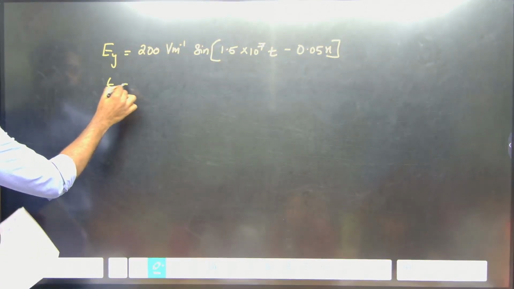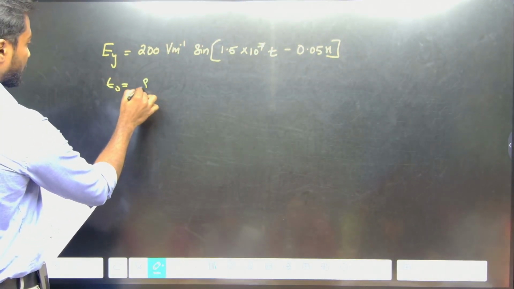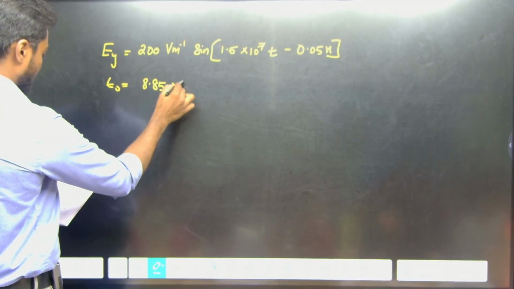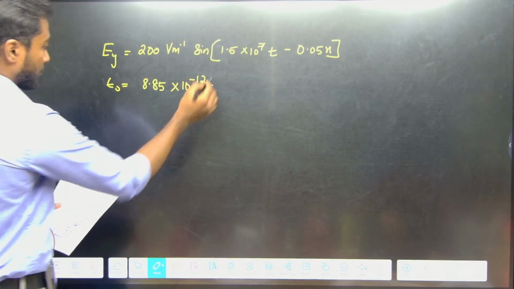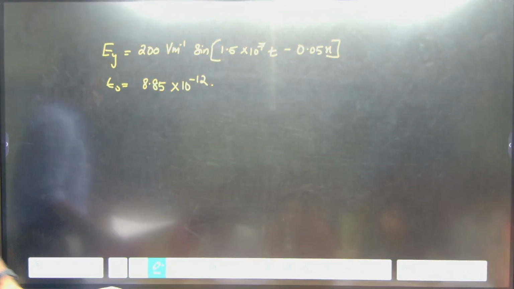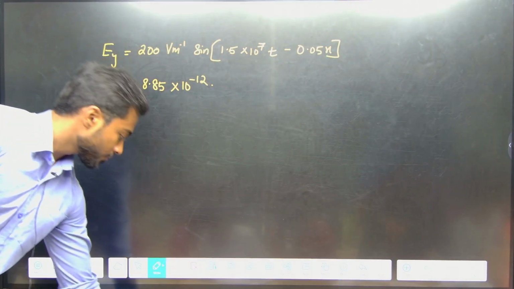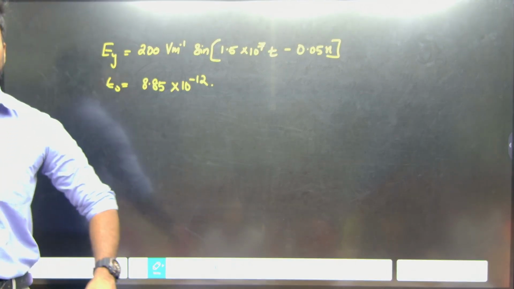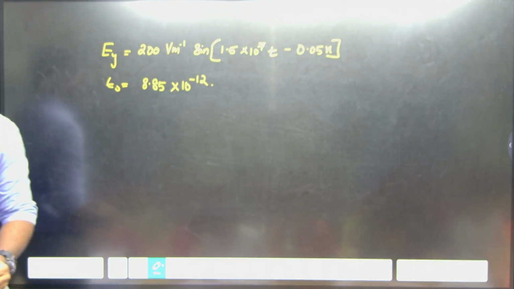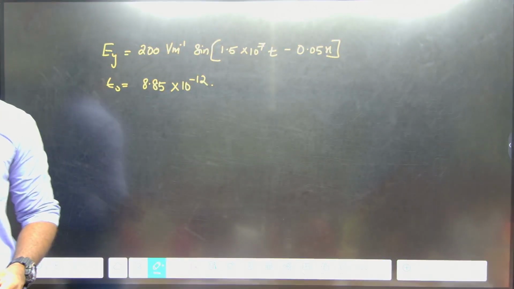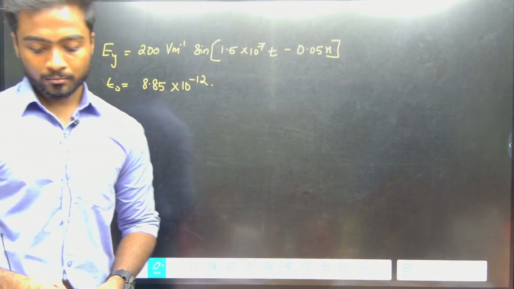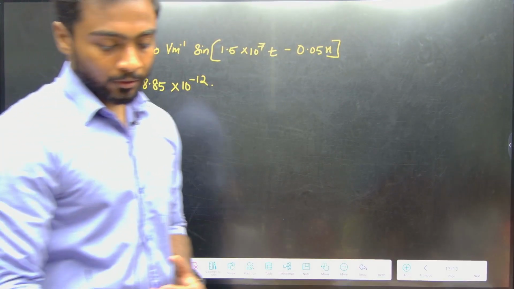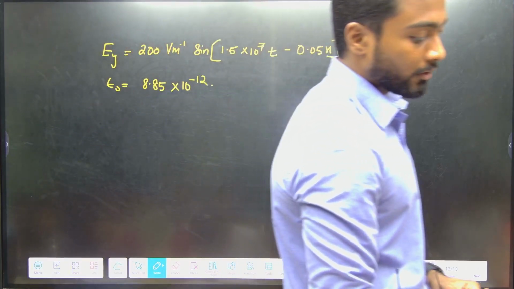And the value of epsilon naught is equal to 8.85 into 10 power minus 12. Find the intensity.